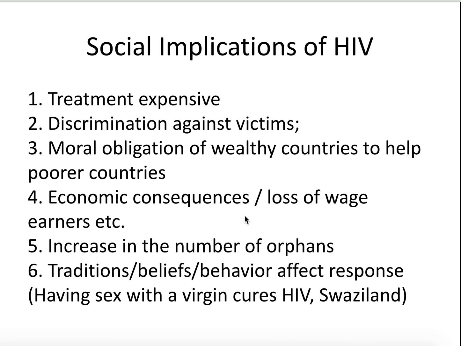Because they're becoming sick, and they become sick more often, they can't go to work as often, and there's a loss of wages for these earners. There's an increase in the number of orphans because of the parents. Let's say the husband has it and he passes it to his wife, and now there is an orphan left behind. So there's been an increase in the number of orphans in Africa because of HIV.